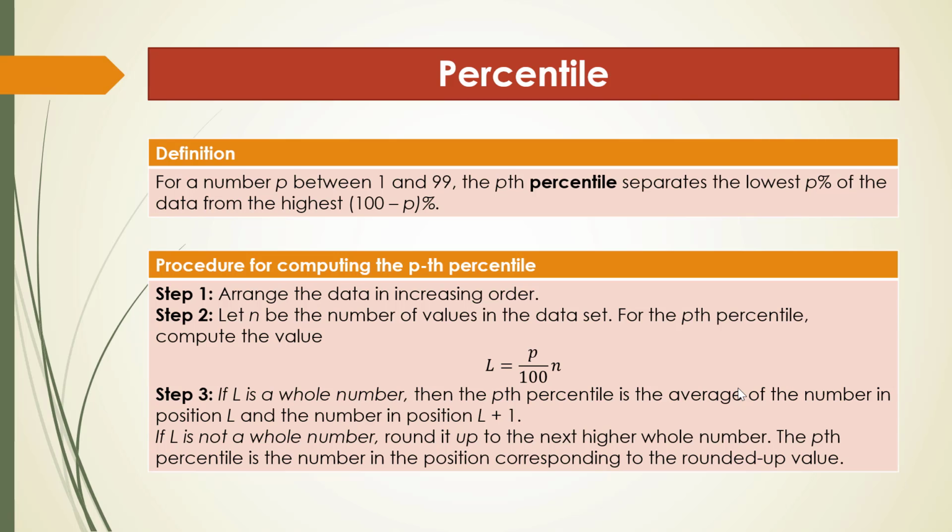If L is a whole number, then the p percentile is the average of the number in position L and the number in position L plus 1. If L is not a whole number, then round up to the next higher whole number. The p percentile is the number in the position corresponding to the rounded up value.